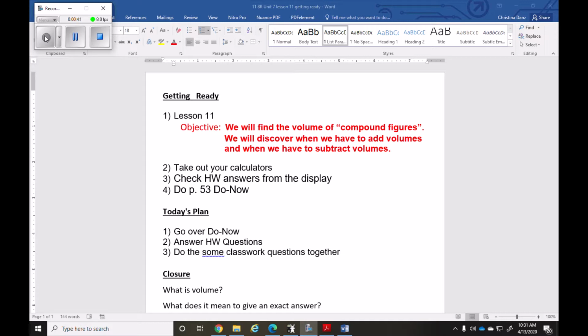I know it says check homework answers from the display. If we were in school, that's what we would do. But you guys are going to go back and look at the posted answers. And you should be working on the do now, which is page 53. But of course, I'm going to go over the do now with you. During this video, we're going to be doing some of the classwork questions together. There's only a total of 8 questions in this lesson. So I will do some of them with you and the rest you need to finish. You will finish this entire lesson when the video is over. And again, you'll be able to find those answers posted somewhere.